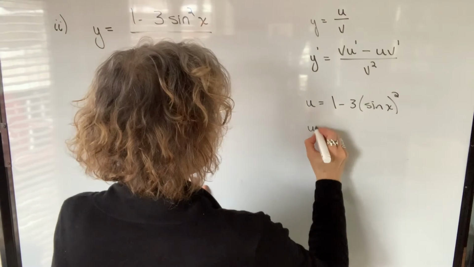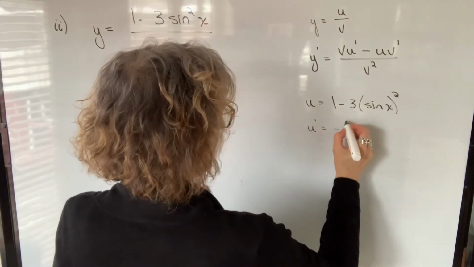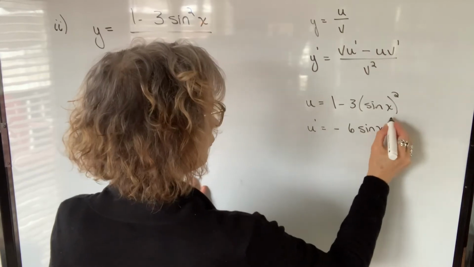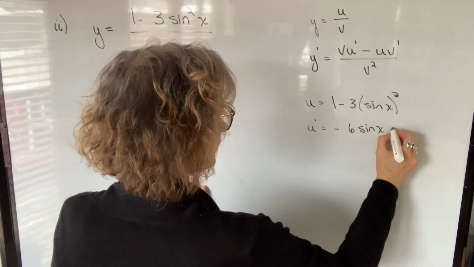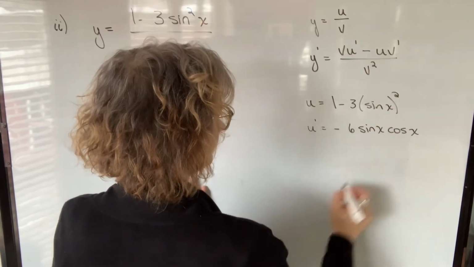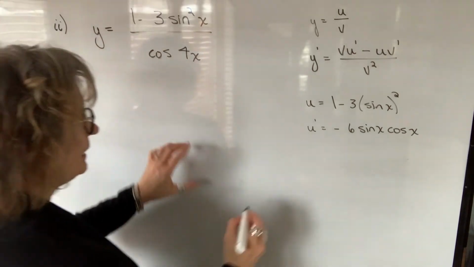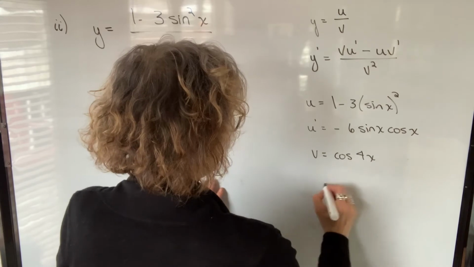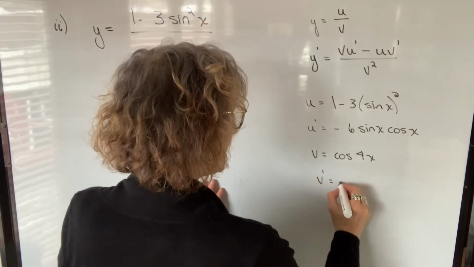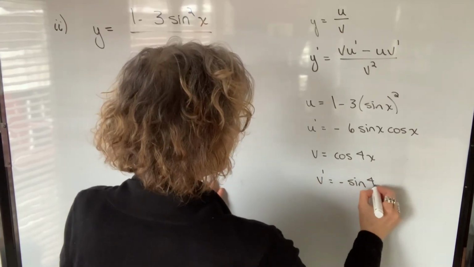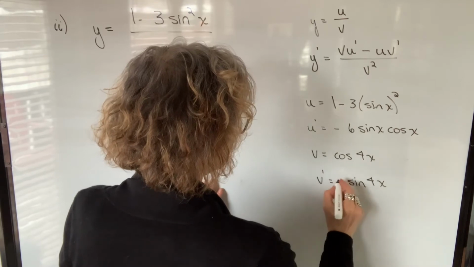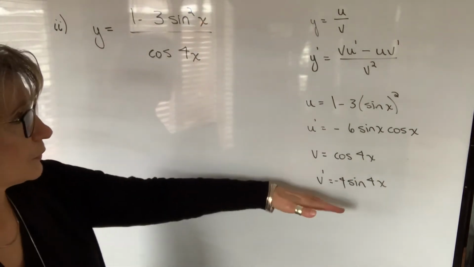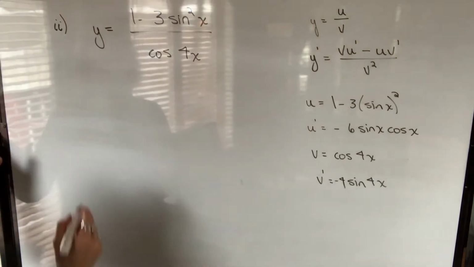And the derivative of that will be 0 minus 3 times 2 is 6 times the sine of x to the power of 1 times the derivative of sine of x, which is cos of x. V is cos of 4x, so v prime will be negative sine of 4x times 4. And I'll put that out front. Now that we have all of those defined, we can plug into our quotient rule.